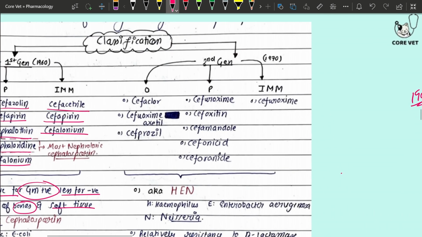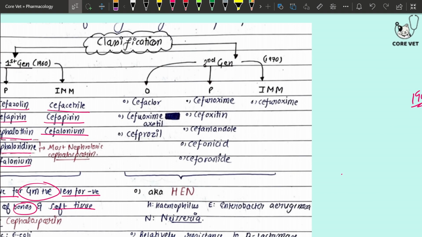Now coming on to the 2nd generation of cephalosporins. If we talk about oral administration, they are cefaclor, cefuroxime axetil, and cefprozil. These three are the orally administered second generation cephalosporins, right? The first generation was discovered in the 1960s and the second generation was discovered in the 1970s, right? The second generation cephalosporins that are given through the parenteral route are cefuroxime, cefoxitin, cefamandole, cefonicid, and ceforanide, right? These were the parenteral ones.